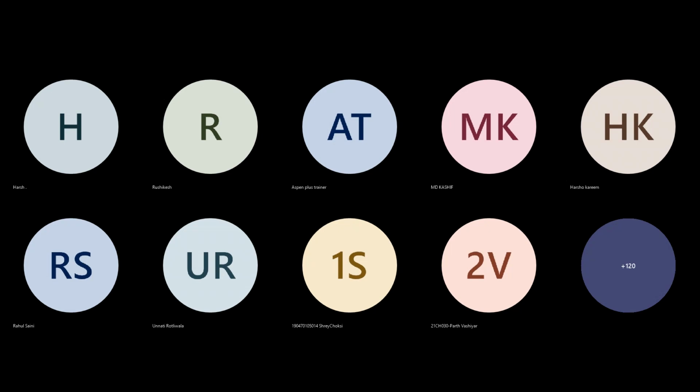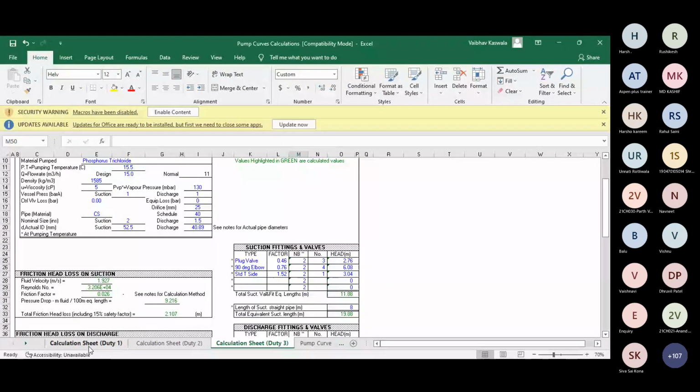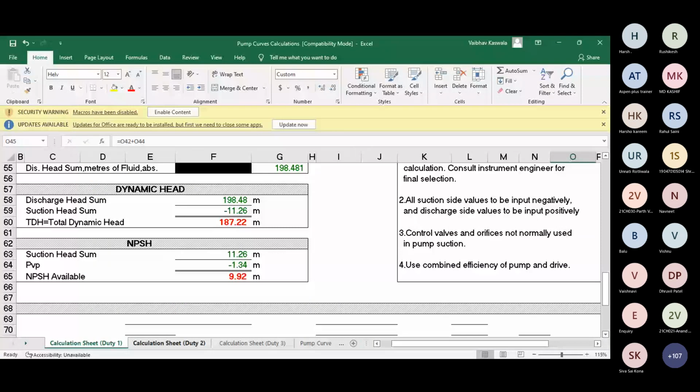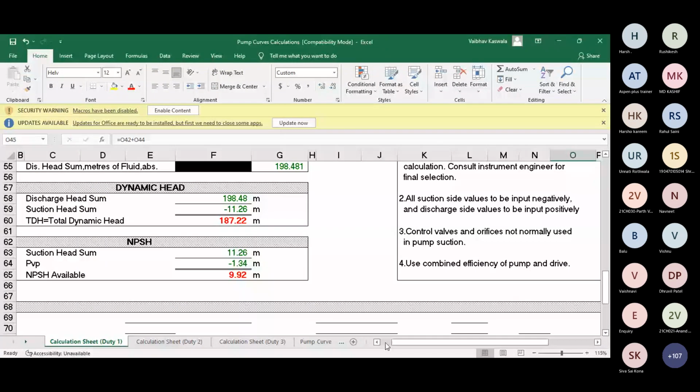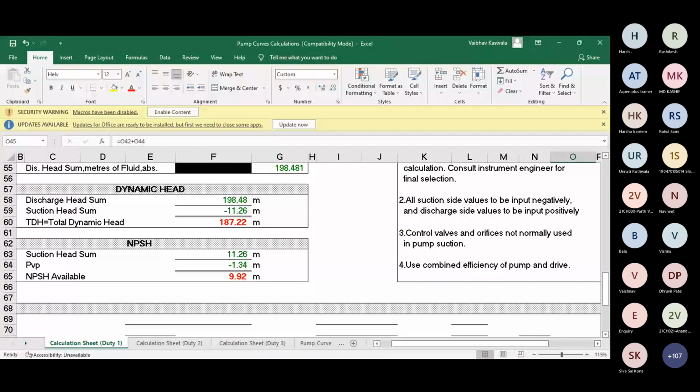Sir, I have a doubt related to the recirculation line. What is the standard practice to install the minimum circulation line for the pump? Like, we have two pumps, so do we need to give the minimum circulation line individually or at the common discharge point for the safety of the pump? So you have two different pumps operating in parallel.